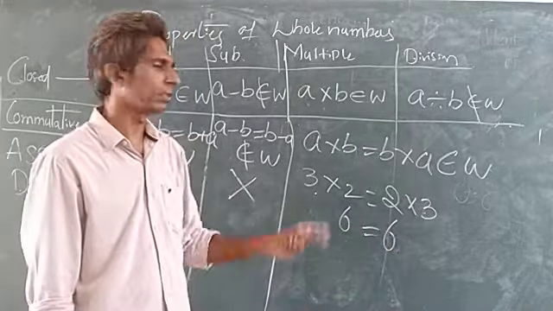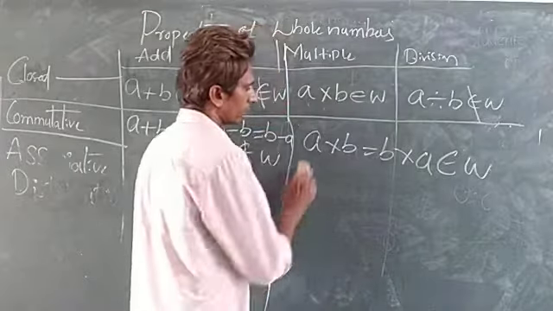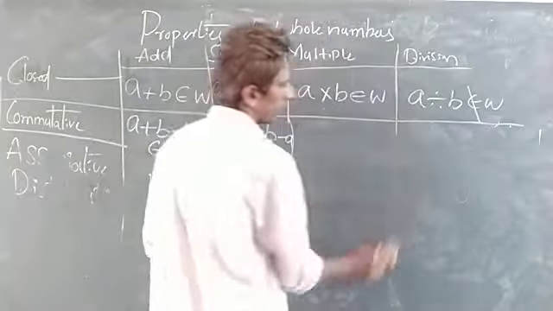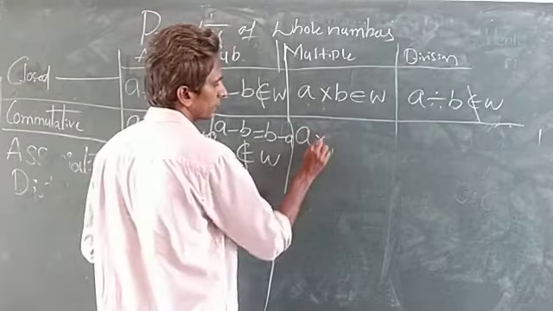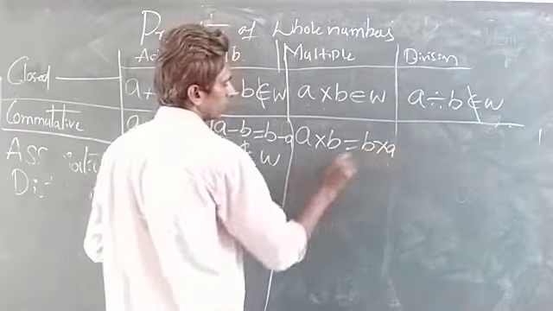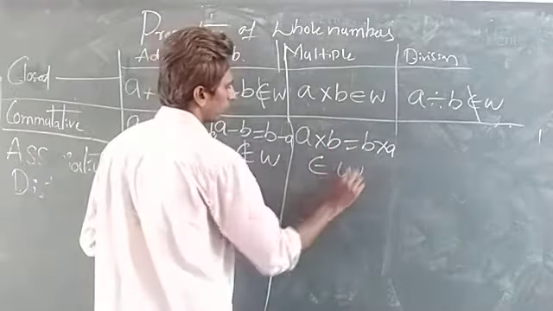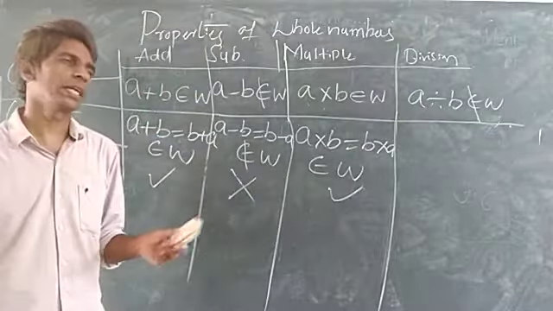6 equal to 6. So that's why in multiplication the condition belongs to whole numbers. It means A into B is equal to B into A belongs to whole numbers. Okay. So this is the third one.